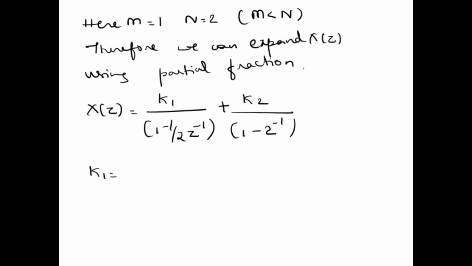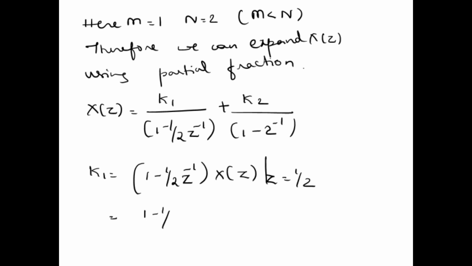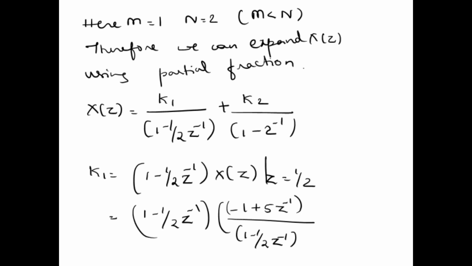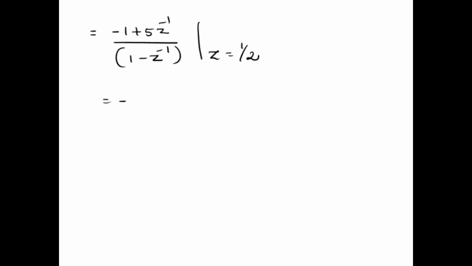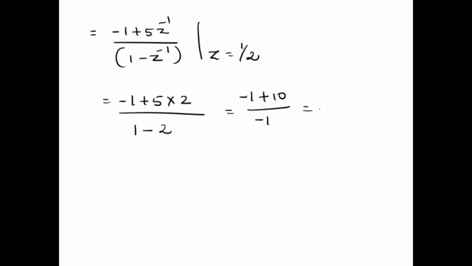where k1 is equal to 1 minus half z inverse into x of z at z is equal to half, which is equal to 1 minus half z inverse into x of z, that is minus 1 plus 5 z inverse divided by 1 minus half z inverse into 1 minus z inverse. This 1 minus half z inverse cancels. Then the remaining terms are minus 1 plus 5 z inverse divided by 1 minus z inverse at z is equal to half. So it is minus 1 plus 5 into 2, because z is half, z inverse is 2, divided by 1 minus 2, which is equal to minus 1 plus 10 divided by minus 1, which is equal to minus 9.